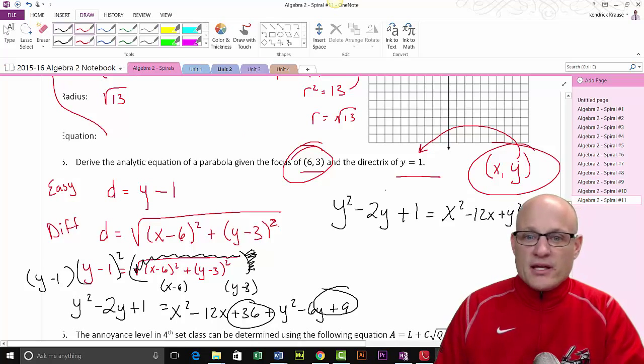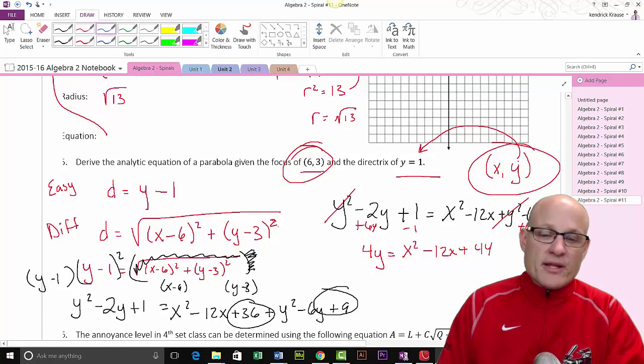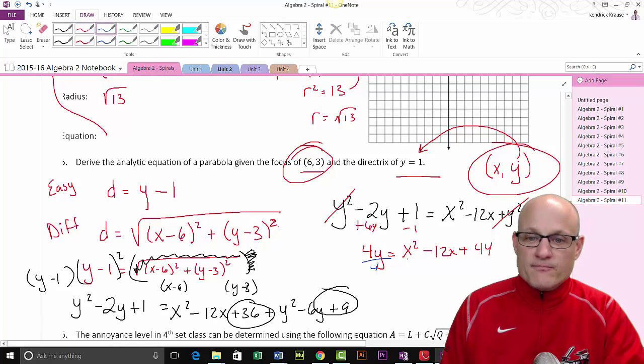All right. As usual, the y squareds are going to cancel because I'll bring that over. I'll add this 6y here, and I'll add it over here. So I get 4y equals x squared minus 12x. Now we're going to subtract this 1, and I get plus 44. I got one last step, and that's to get rid of this 4.